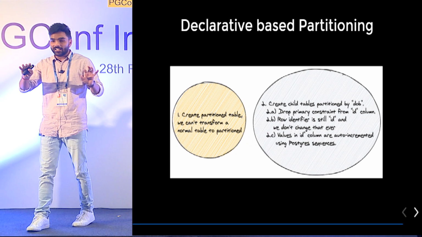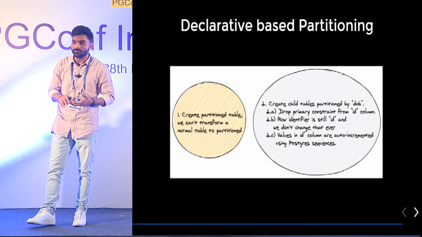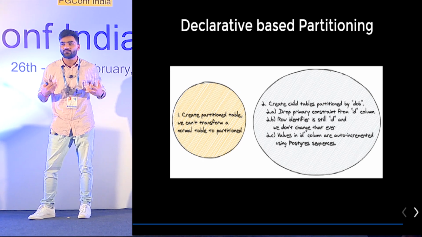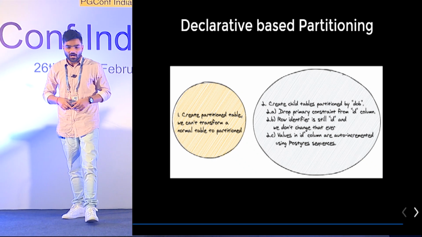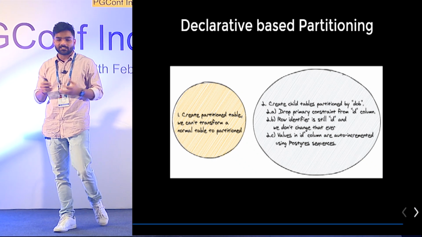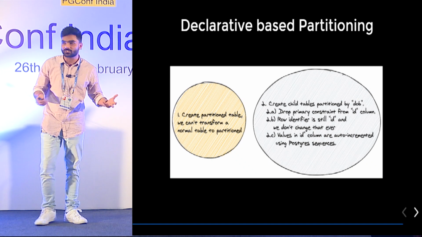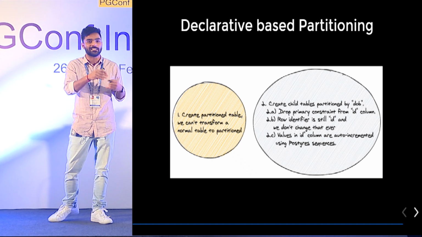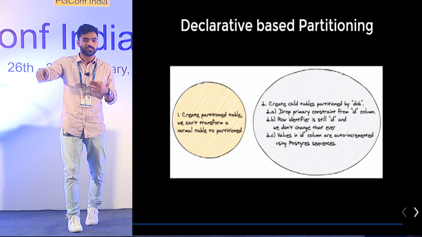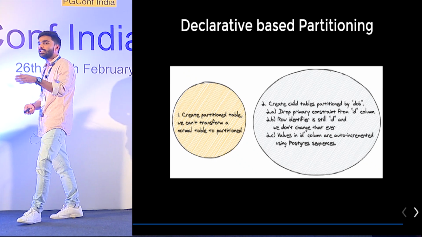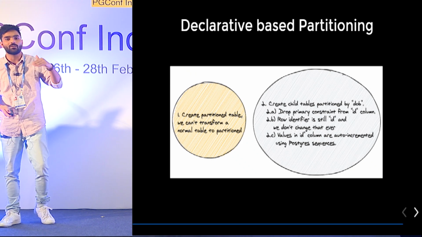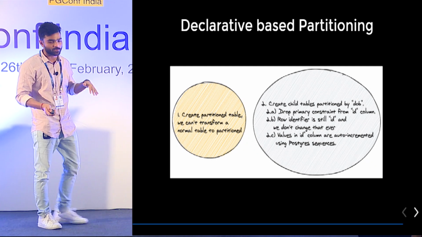But the row identifier for that table was still the ID column. It was not hard enforced, but it was soft enforced by our application. Values in that ID column are still being auto-incremented using Postgres sequences. Postgres has something called sequences, using which it auto-increments values. So we had dropped the primary key support from the ID column, but the ID column was still our unique identifier for those rows.